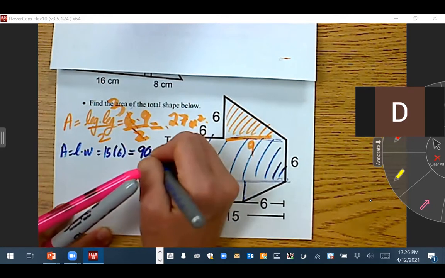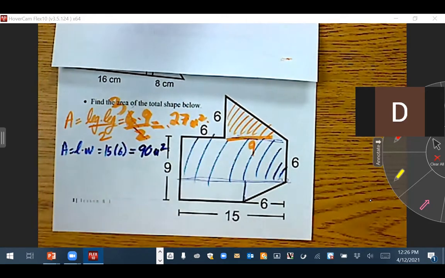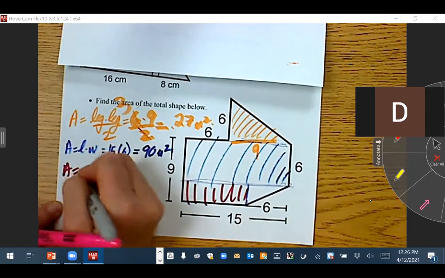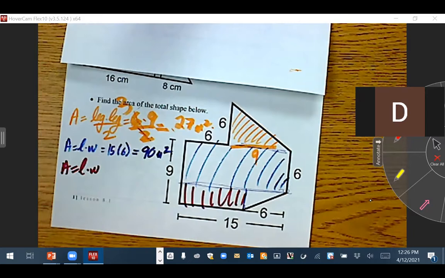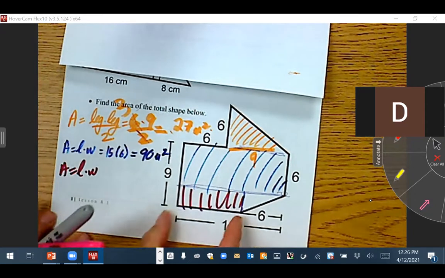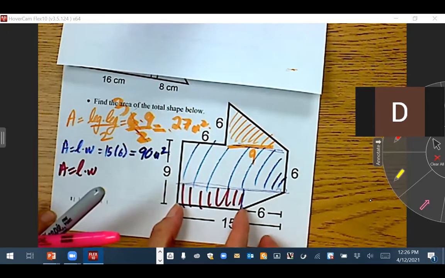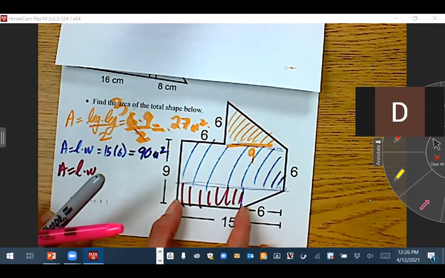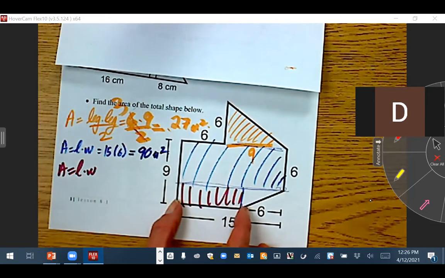90. Yes, 90 units squared. Now we come down here, this rectangle. Area equals length times width. Use your fingers, use your fingers. So Hudson, look up here. What would our length be of this piece? If you don't know, I'll walk you through it.